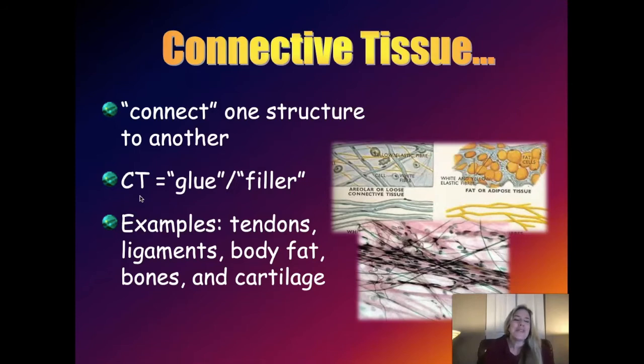Examples of connective tissue in the body are tendons and ligaments, but even adipose tissue, your body fat, is considered a connective tissue, as are your bones, your cartilage, and even blood.